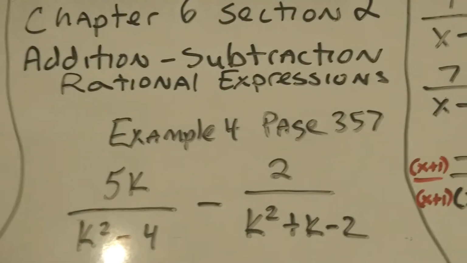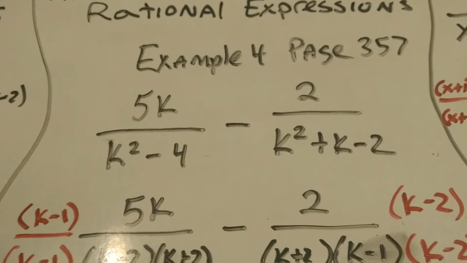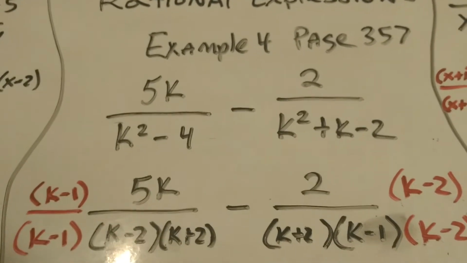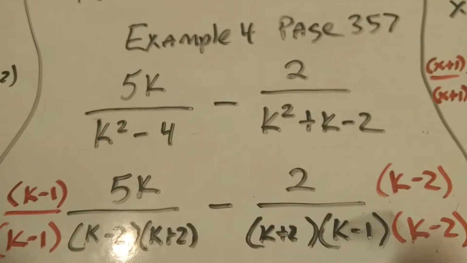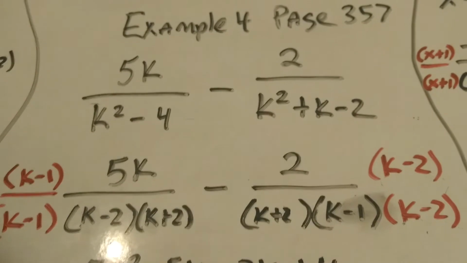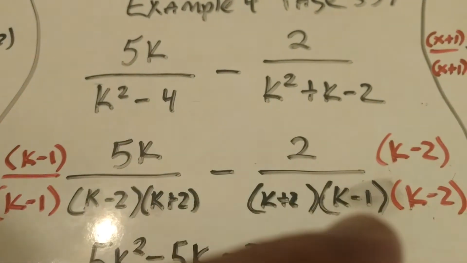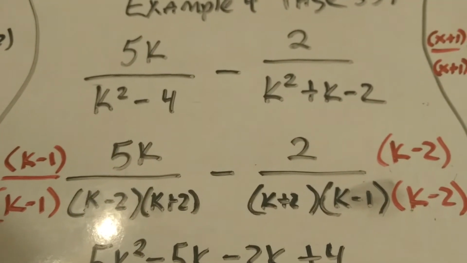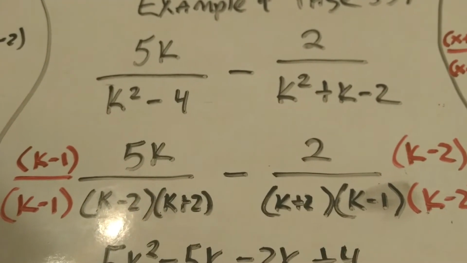This is example 4 on page 357. This is 5k over k squared minus 4 minus 2 over k squared plus k minus 2. I hope you notice that in order to work these problems, I have to factor my denominators. I can't get a least common denominator unless the denominators are in factored form.